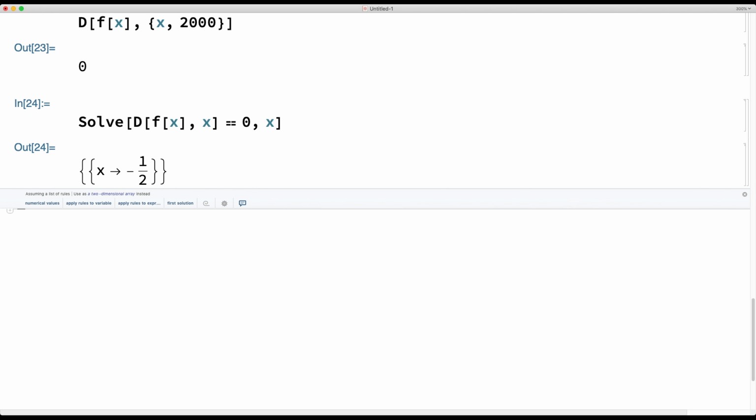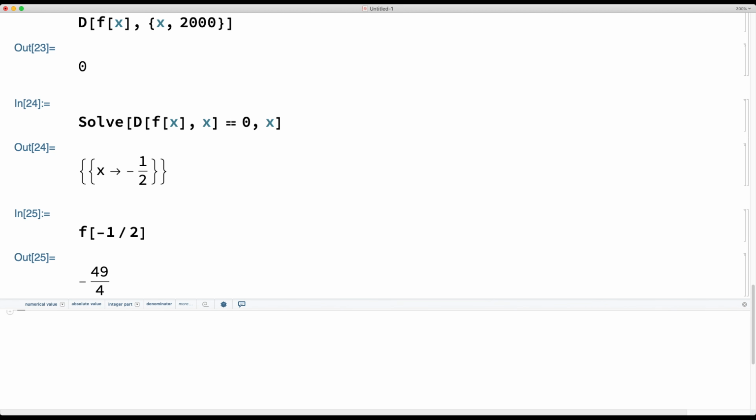So I could say f of negative 1/2. What is that? Negative 49 over 4. Okay, so now I know the point of the vertex. Its x-coordinate is here, and its y-coordinate is here. Good? So if I wanted to graph the tangent line, what would the equation of the tangent line be? Just like if you were to write it out by hand. Y equals negative 49 over 4.